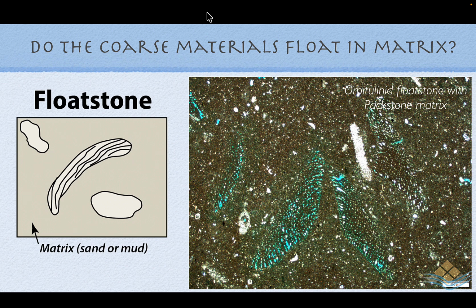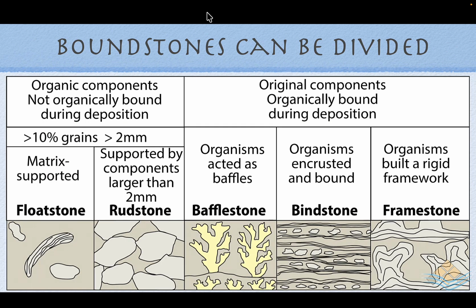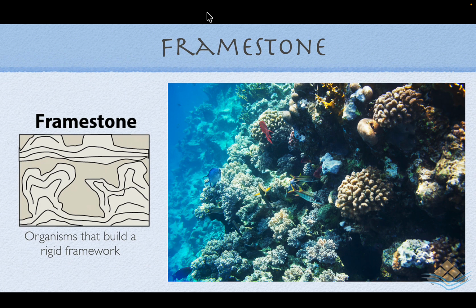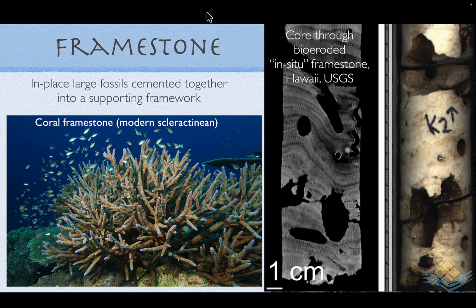Floatstone and rudstone are designed to classify the coarser components that weren't captured in Dunham's original classification. They also divided boundstones into bafflestone, bindstone, and framestone. A framestone is where we have organisms building a wave-resistant or rigid framework structure, where, in this case, coral heads are still in growth position. So we have in-place large fossils cemented together into a supporting matrix.